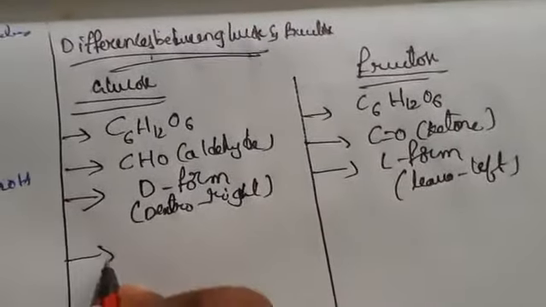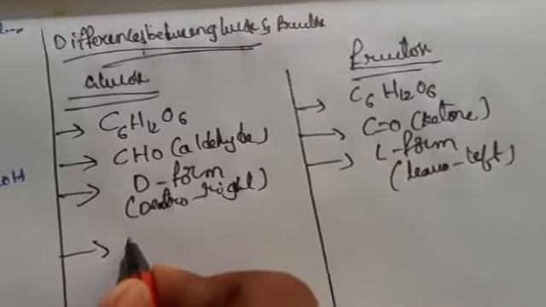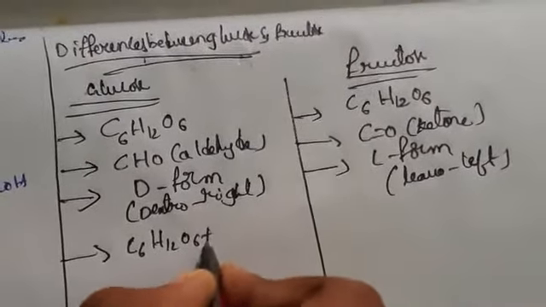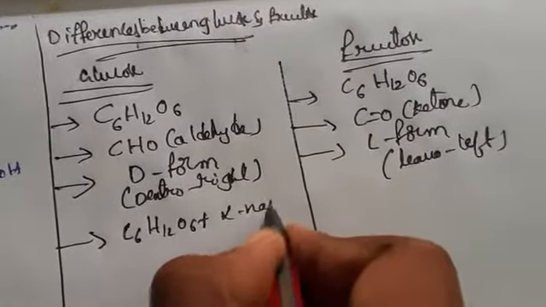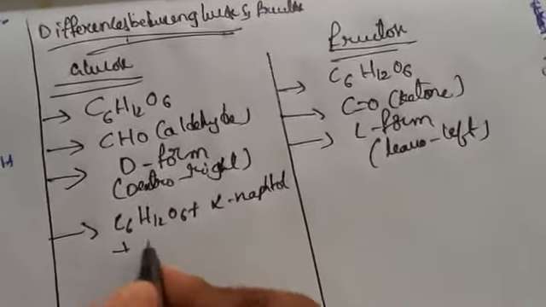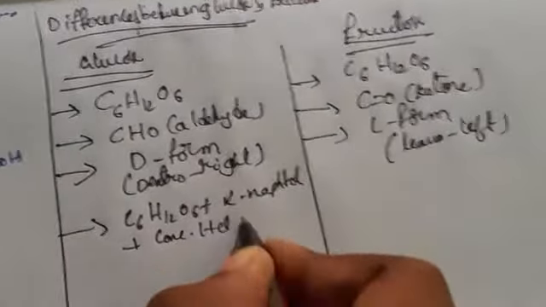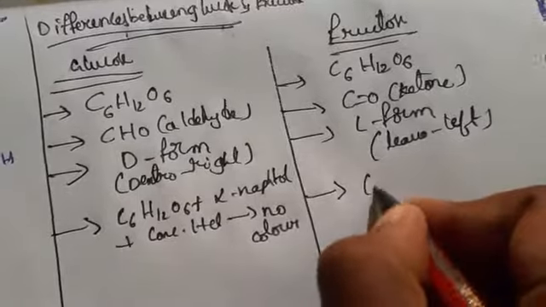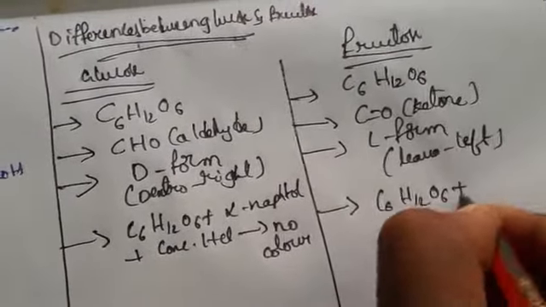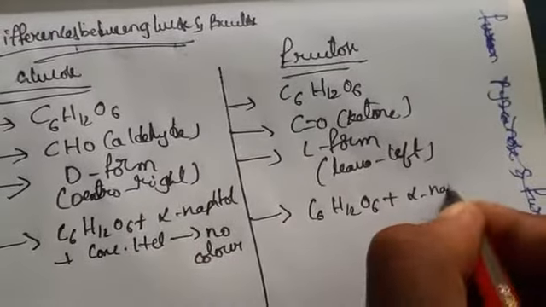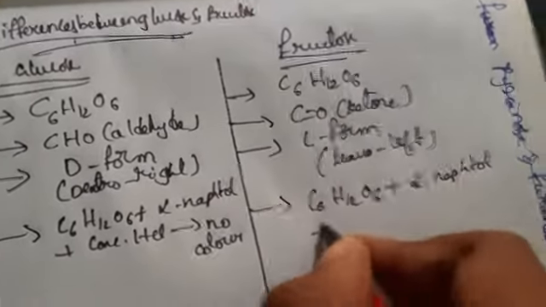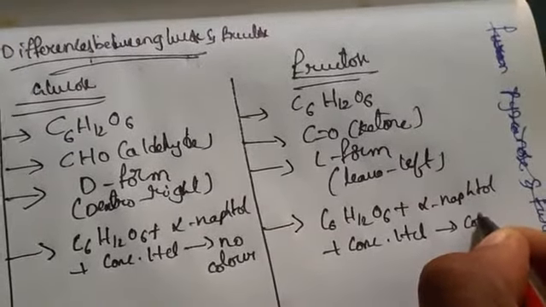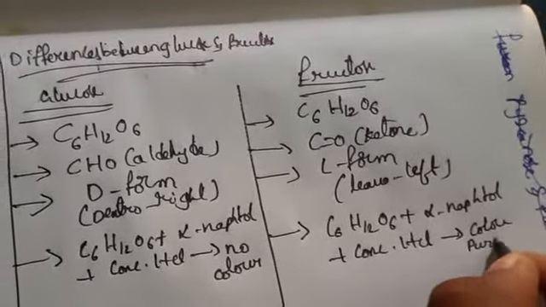Next, coming to here, when glucose is treated with alpha naphthol and concentrated HCl, it gives no color. And coming to here, what? When fructose is treated with alpha naphthol and concentrated HCl, it gives color. Which color? Some purple color. Okay.